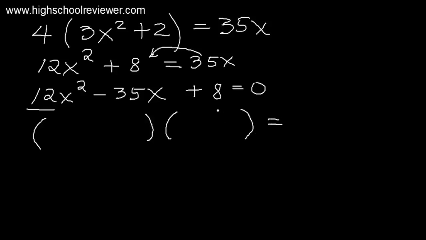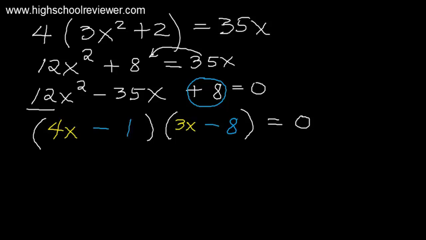Okay, so by trial and error, the factors of 12x squared that we are going to use will be 4x and positive 3x. Okay, and then let us factor positive 8. Now, since this is positive and the middle term is negative, we can say that the factors of positive 8 will be negative and negative. And again, by trial and error, we will use negative 1 and negative 8.